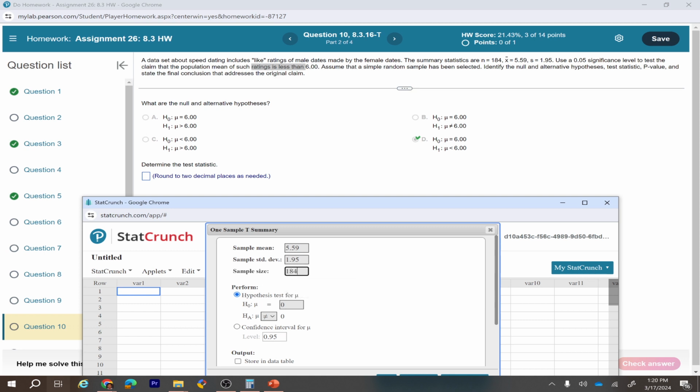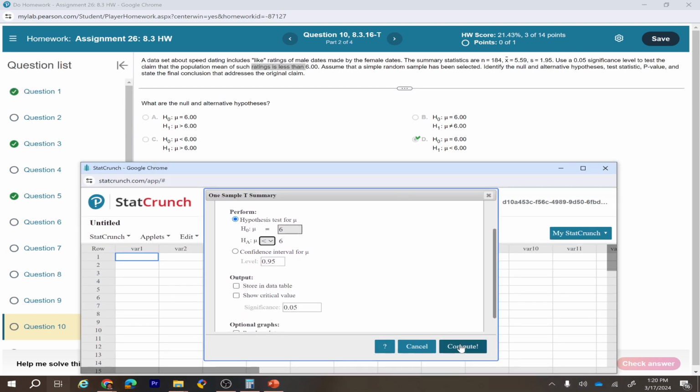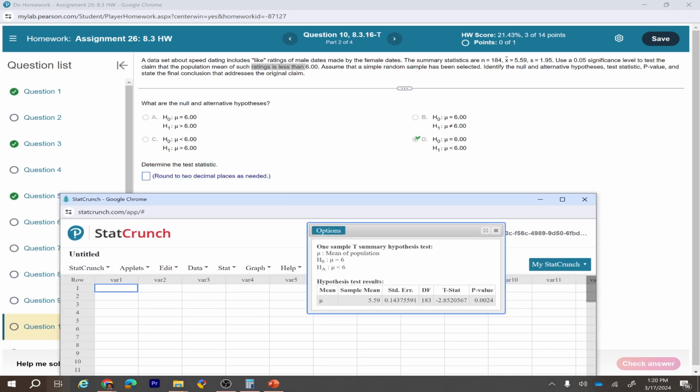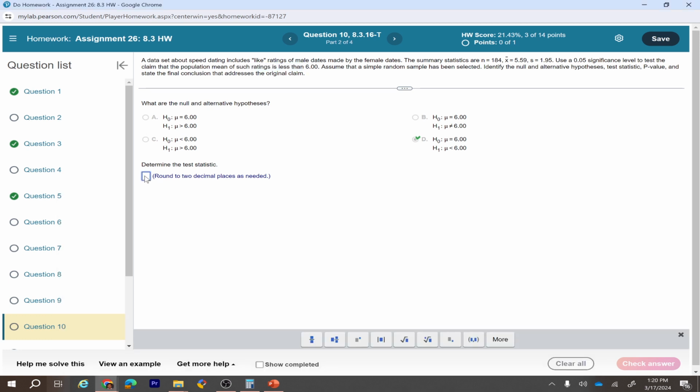We need to test this hypothesis: the null hypothesis is the mean equals 6, and the alternative is less than 6. When you fill out all this information and hit compute, it's going to give you the information you are looking for. Look here. The t-stat is this value, negative 2.85. So that's the test statistic, negative 2.85.